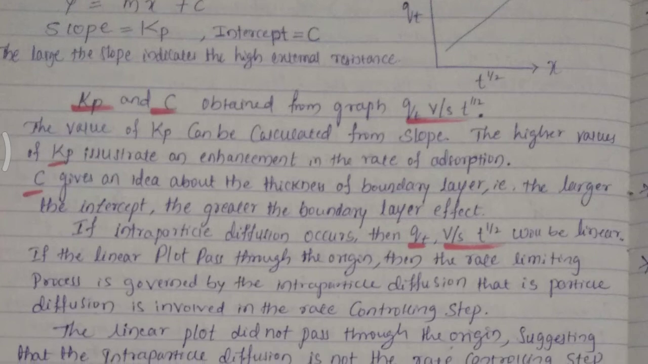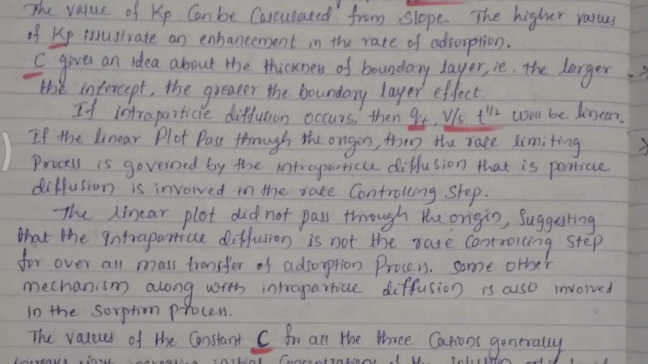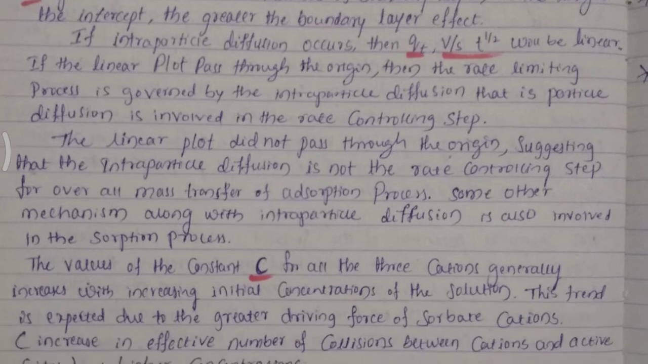If intraparticle diffusion occurs, then Qt versus t raised to half will be linear. If the linear plot passes through the origin, then the rate limiting process is governed by intraparticle diffusion. That is, particle diffusion is involved in the rate controlling step. If the linear plot does not pass through the origin, it suggests that intraparticle diffusion is not the only rate controlling step for the overall transfer of the adsorption process. Some other mechanism along with intraparticle diffusion is also involved in the sorption process.